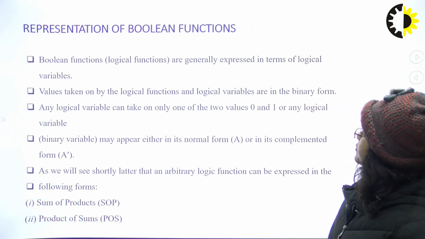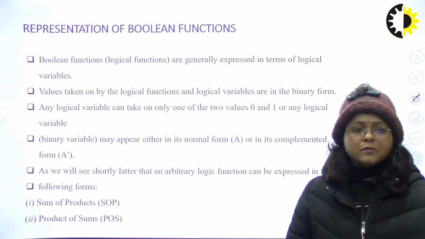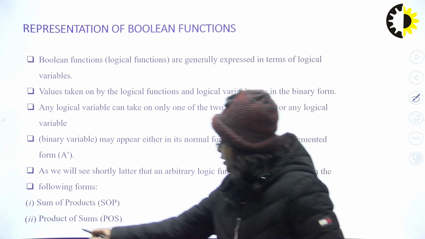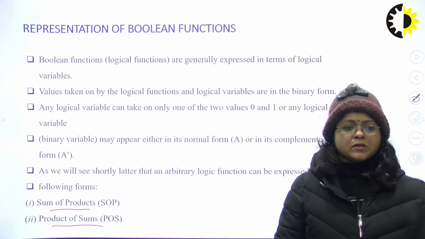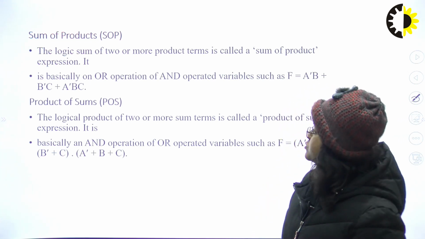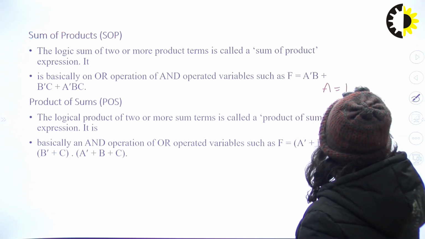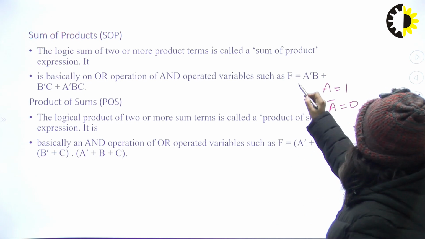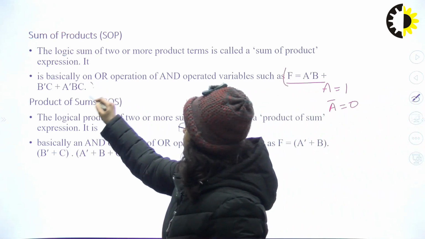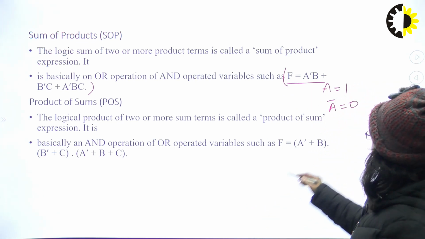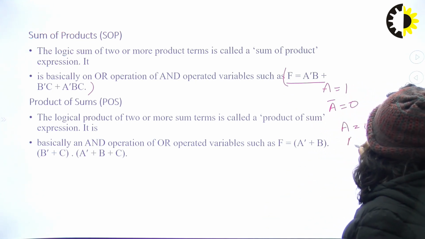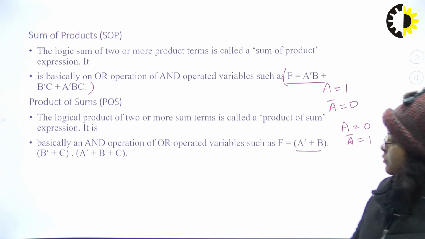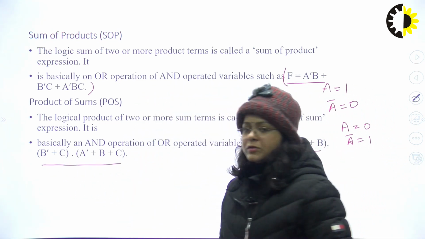So, in this way, Boolean functions are generally expressed in terms of logical variables, and we can write any function in terms of SOP or POS representation. What is SOP? In SOP, a variable is represented by 1, whereas a variable complement is represented by 0, and each product term is summed to get the final form. Whereas in POS, the variable is represented by 0 and the variable complement is represented by 1, and each term is a sum form and overall it is the product of sum terms.